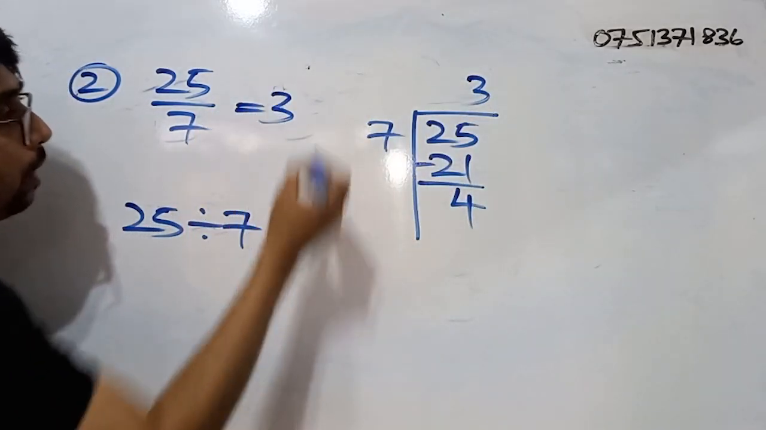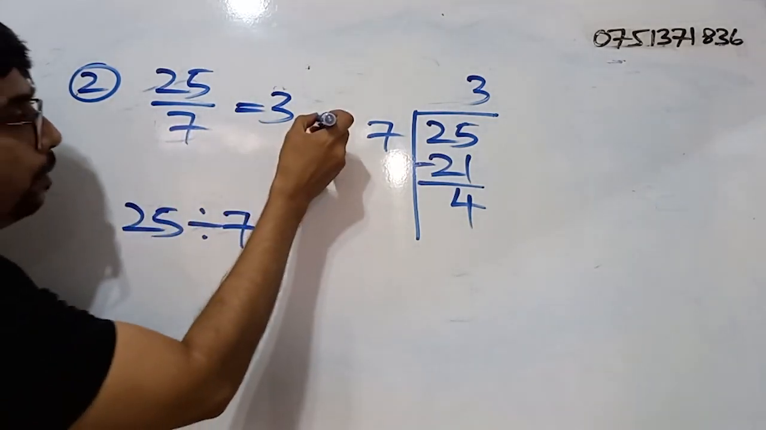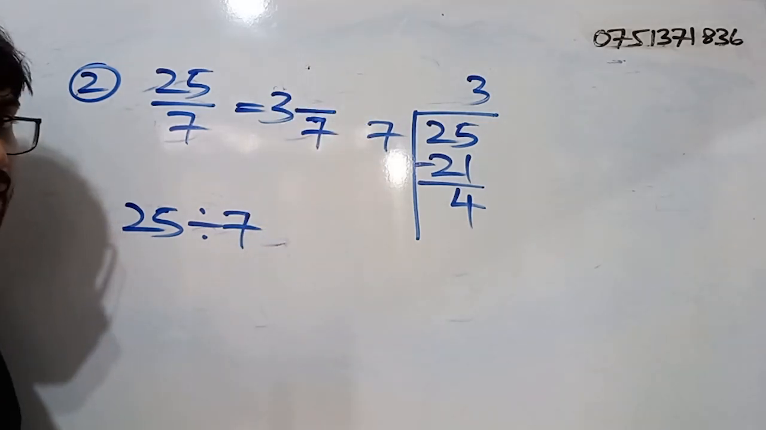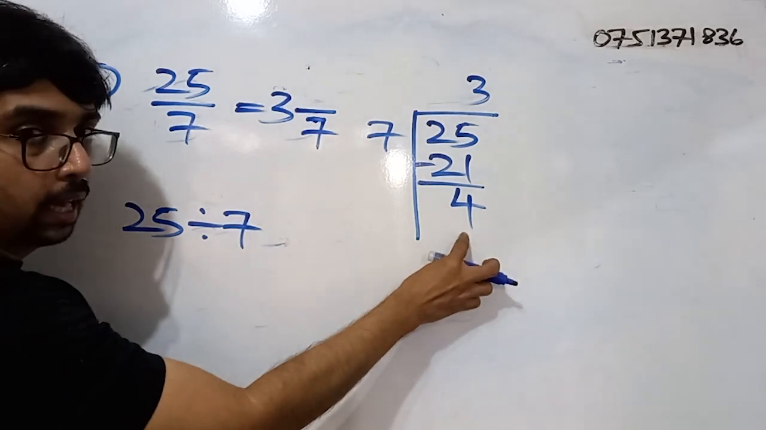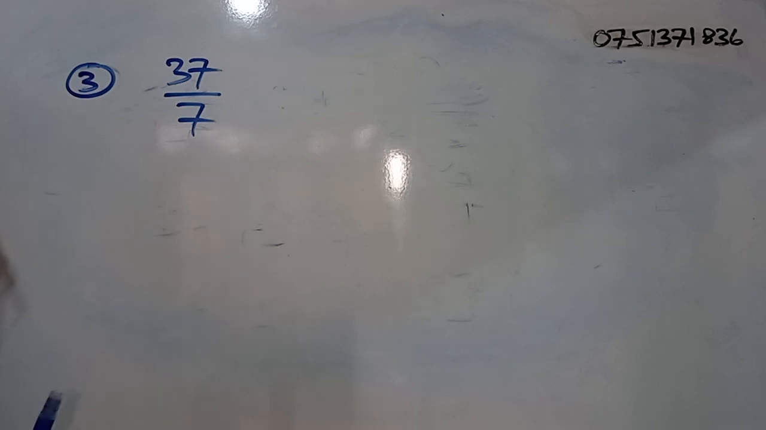The whole number part will always be what? The quotient. Right? The denominator will be 7. Right? So what will be the numerator? This number, which is the remainder, which is 4. Right, so this will be question number 3.